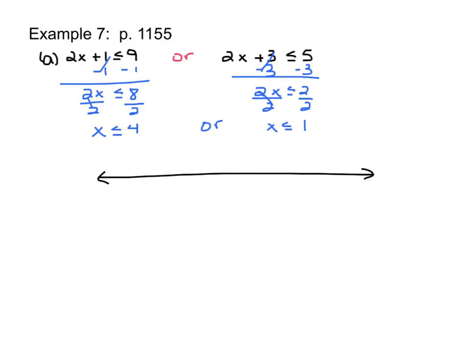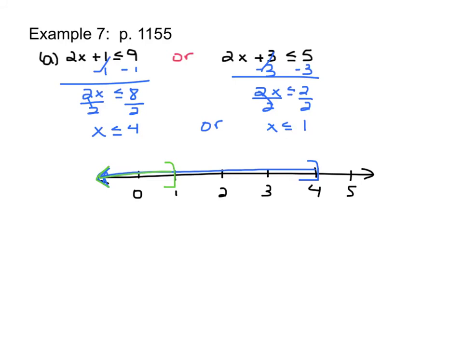So draw your number line. 1, 2, 3, 4. Alright, so the first one, x is less than or equal to 4. Less than or equal, I have a bracket, and it's going to be everything less than that. Then x is less than or equal to 1. So that one overlaps it.